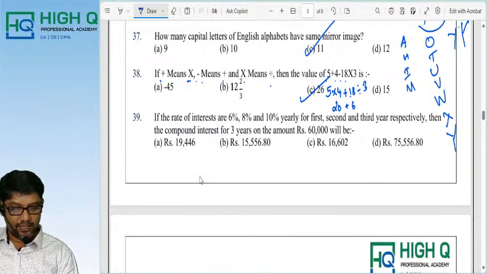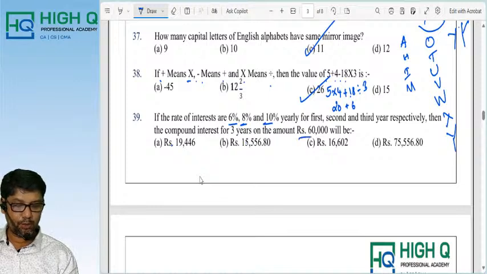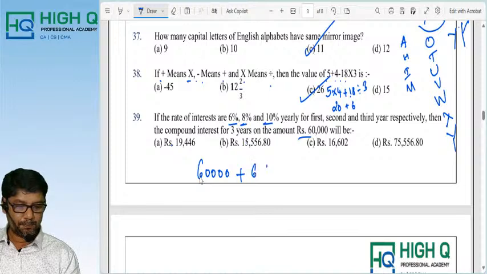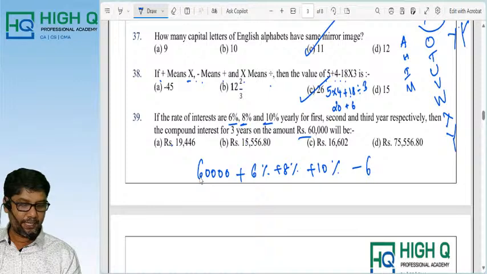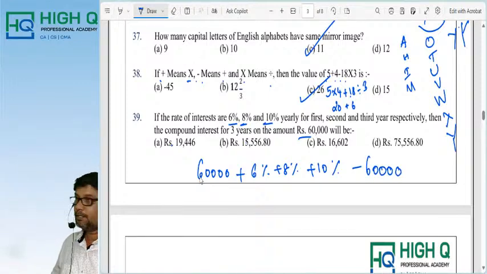If the rate of interest is 6%, 8%, 10% yearly for the first, second and third year respectively, then find the compound interest for 3 years on an amount of 60,000. Take your calculator. 60,000 plus 6% plus 8% plus 10% minus 60,000. Option B.